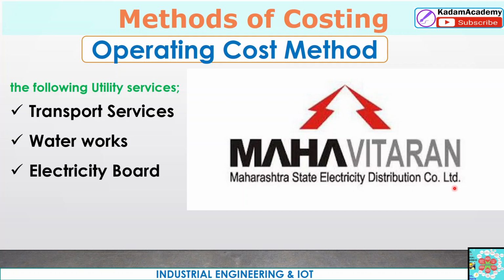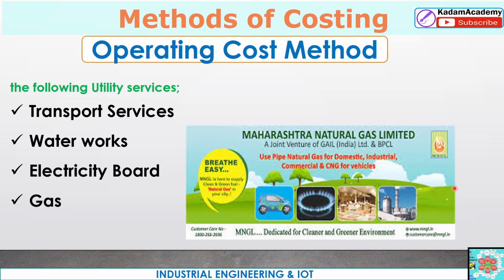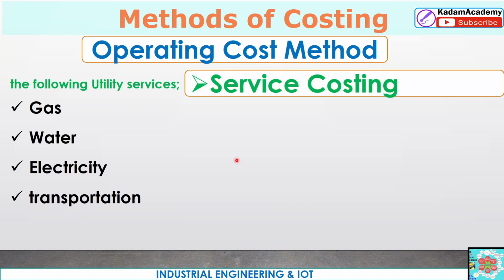The cost is determined on the basis of the operating. And another example is MNGL, Maharashtra Natural Gas Limited, which is a utility service. They are providing the gas.